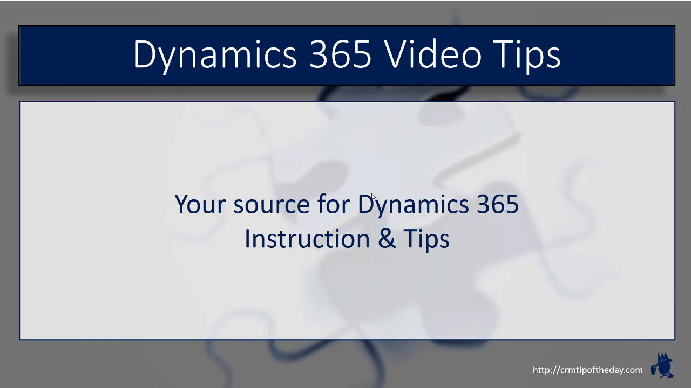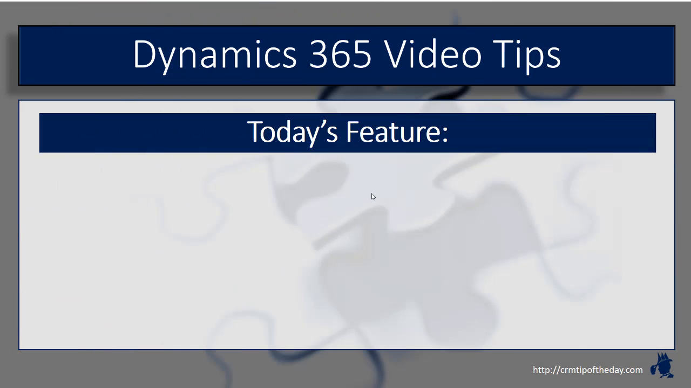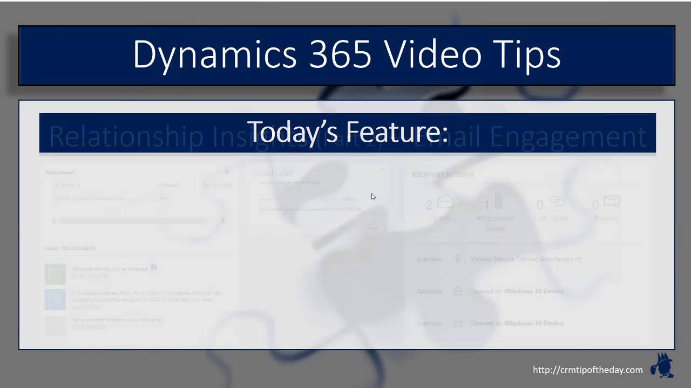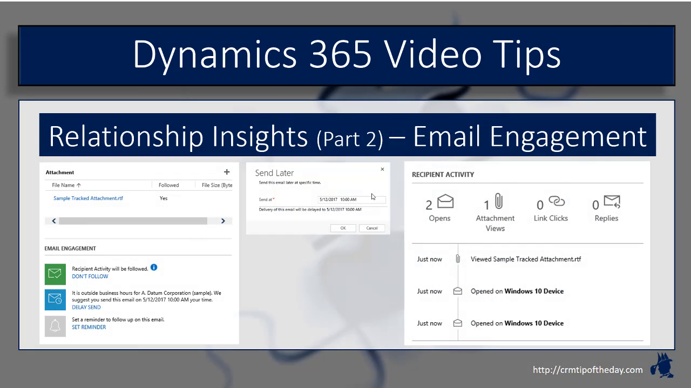So in today's feature, we're going to continue along our relationship insights discussion and talk a little bit about the email engagement piece. We showed you earlier how using the cards and some of the auto capture functionality, we now have the capabilities to start having suggestions for items that maybe we should track or items that need our attention inside the application.